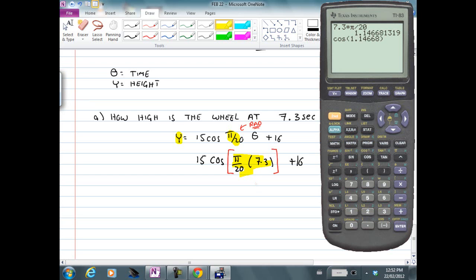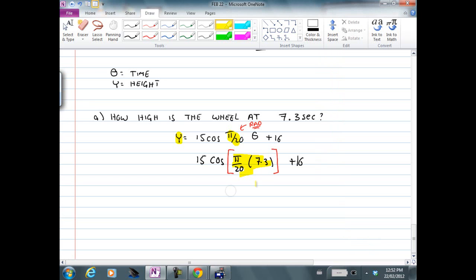Okay. So far so good. You should have that number right there. Now I times by 15. See, I don't enter this all in one shot. If you do, it may work, but it increases your chance of making an error. I do it nice and slow. Take your time. Times 15 plus 16. So at exactly 7.3 seconds, I am 22.17 meters above ground. So your answer, y equals 22.17 or 0.2 is up to you, meters above ground.